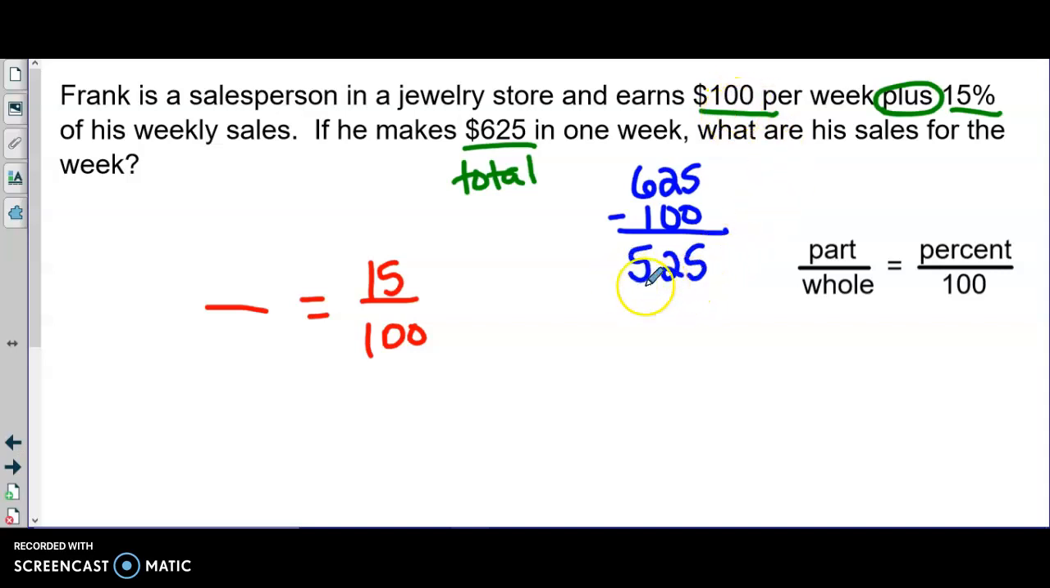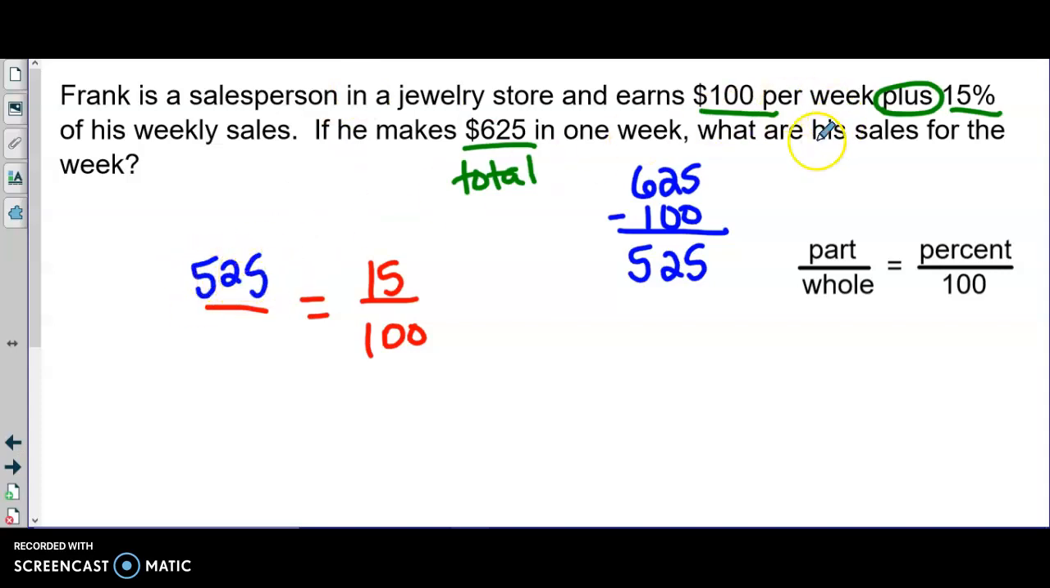But then he also made $525 off of his weekly sales. And so that's actually what we're using when we plug it in over here. This is a pretty tricky problem. But if he makes $625 total, subtract off that 100 to see how much he made total off of his sales. So he made $525 off of his sales. I just put that in the wrong spot. Let me erase this. 525 is actually the part of the sales. That's how much he made off the sales.